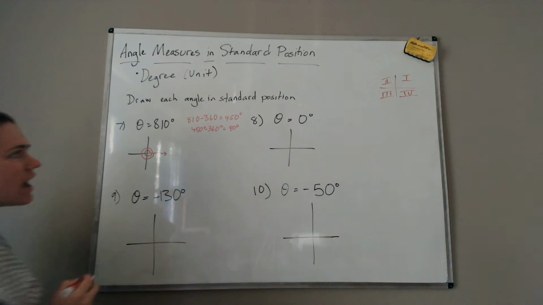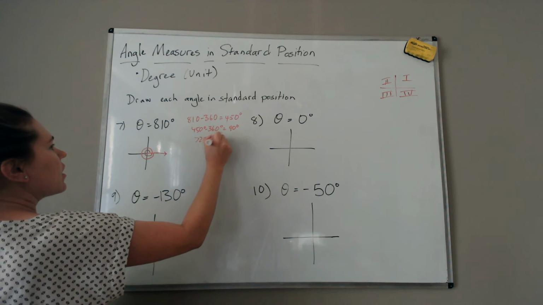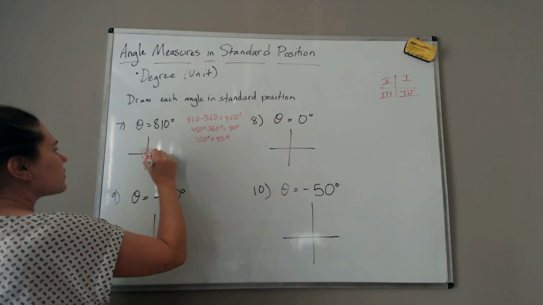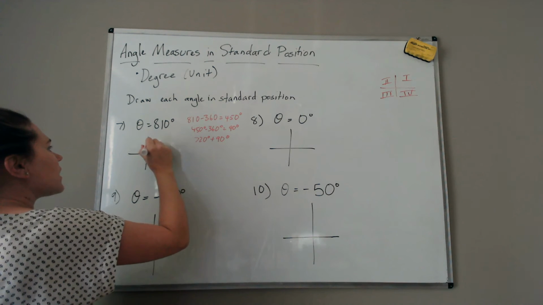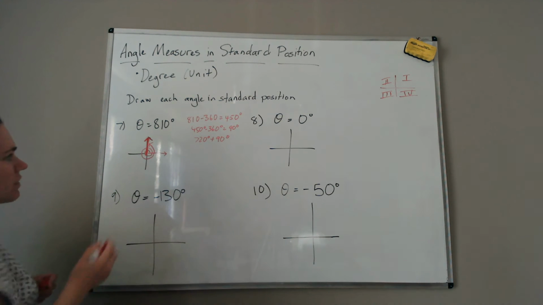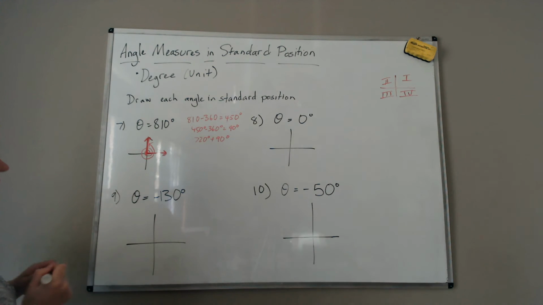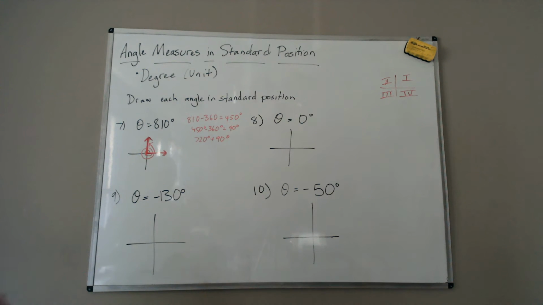So now I did 2 full rotations, right? 720 plus that 90 degrees. So I have to come up here, and I would end right here. And that's my terminal side. It doesn't really matter how many times you rotate around, your terminal side ends up on the positive y-axis.